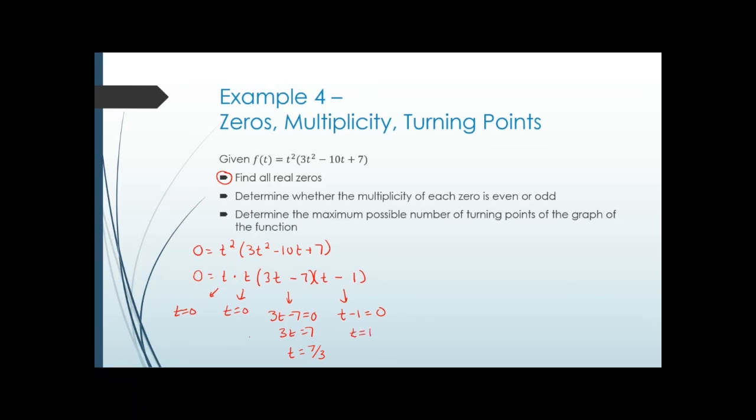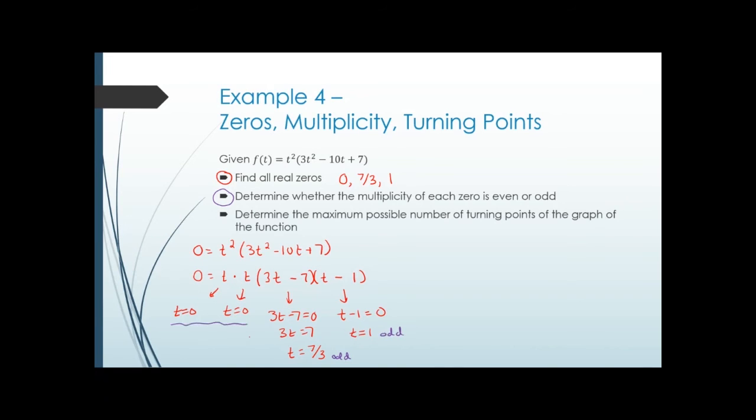So we have 4 numbers here, but one of them shows up twice. Our zeros are 0, 7/3, and 1. The next would be the multiplicity of each 0. So 7/3 and 1 only show up once when I'm solving, so that's odd multiplicity. So this is odd, and this is odd.